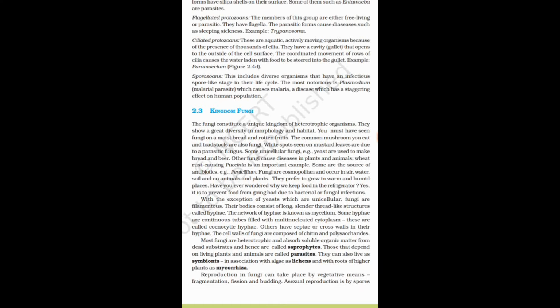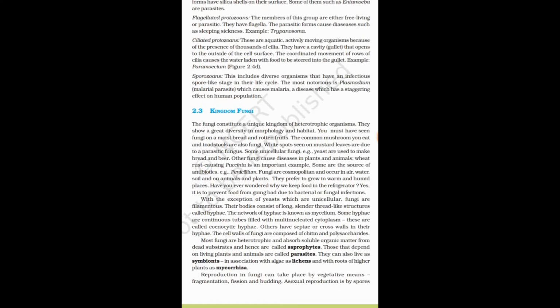Other fungi cause diseases in plants and animals. Wheat rust-causing Puccinia is an important example. Some are the source of antibiotics, for example Penicillium. Fungi are cosmopolitan and occur in air, water, soil, and on animals and plants. They prefer to grow in warm and humid places. Have you ever wondered why we keep food in the refrigerator? Yes, it is to prevent food from going bad due to bacterial or fungal infection.